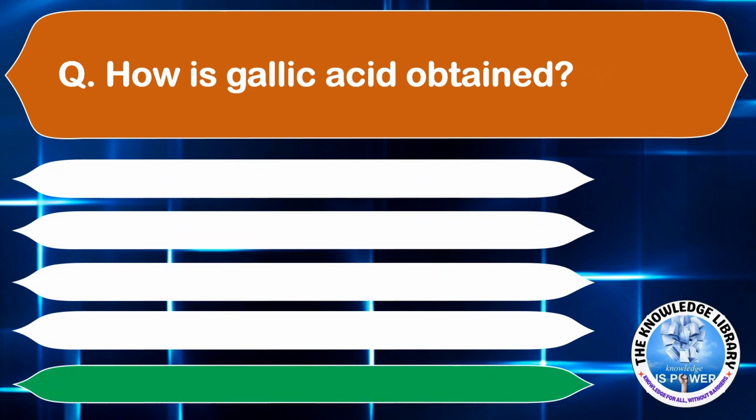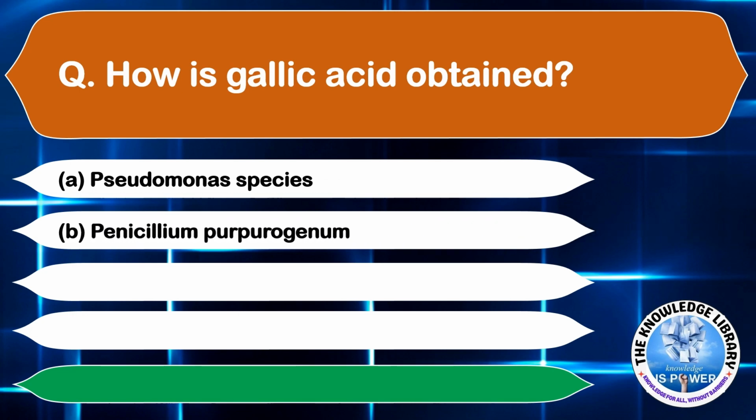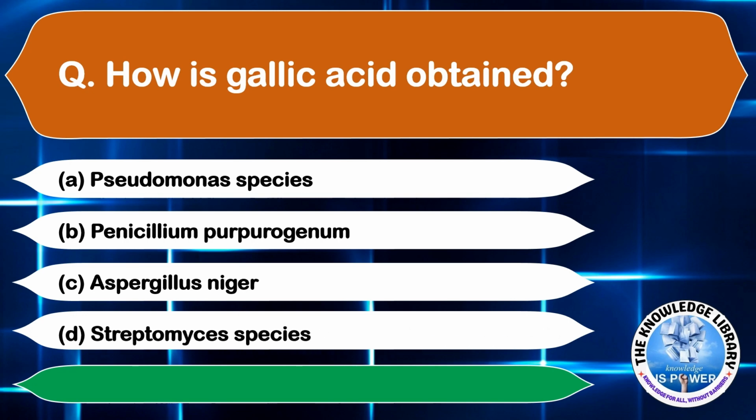How is gallic acid obtained? Option A, Pseudomonas species. Option B, Penicillium purpurogenum. Option C, Aspergillus niger. And option D, Streptomyces species. The correct answer is option C, Aspergillus niger. Moving on to the next question.